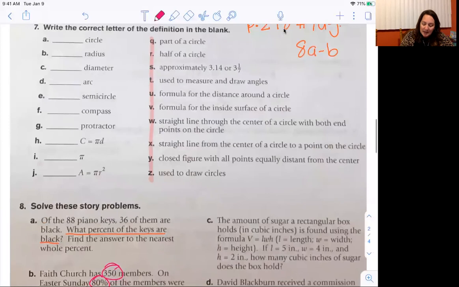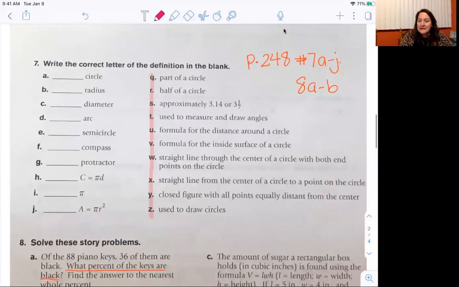So you're doing 7, A through J, and 8, A and B. Do them on the paper, do them on scratch paper. Well, 7, A through J you can definitely do on this sheet. 8A and B you'll probably want to do on a scratch piece of paper. Then go into Google Classroom, find the assignment for today, and fill out that assignment for me. It should not take you but 2 extra minutes.